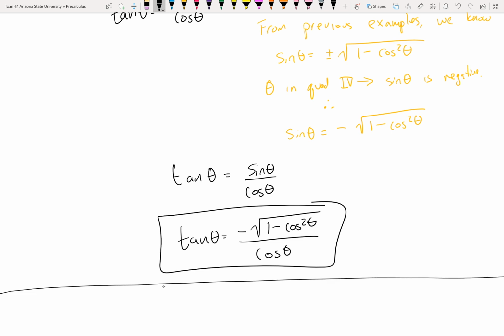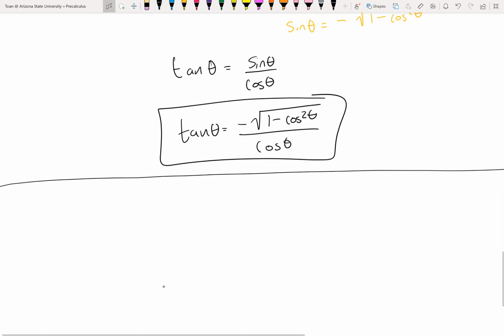I'll give you a whole bunch of trig functions. Here's a sine, here's a cosine, here's a tangent, what have you. And I'm going to ask you to rewrite it in terms of another trig ratio. It's just utilizing the Pythagorean identities and our basic definitions. It's a puzzle to figure it out.